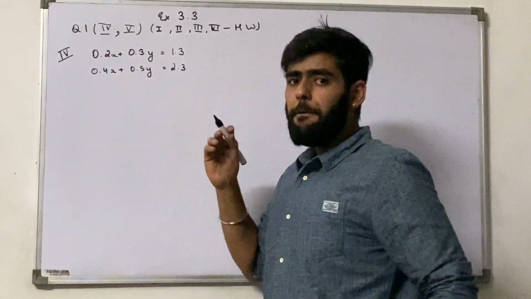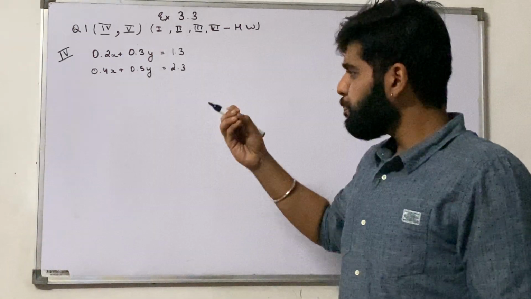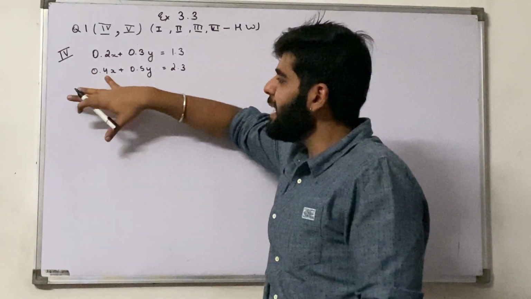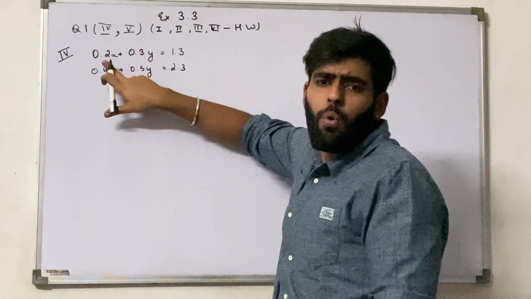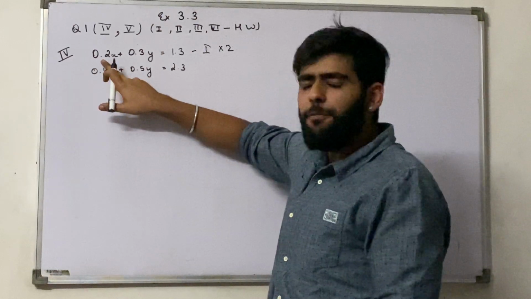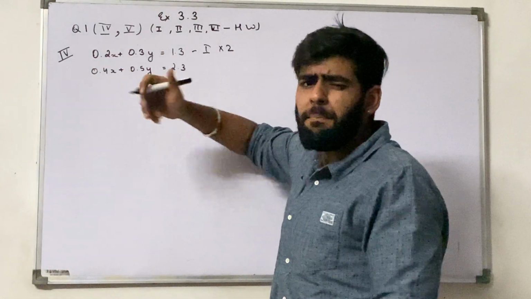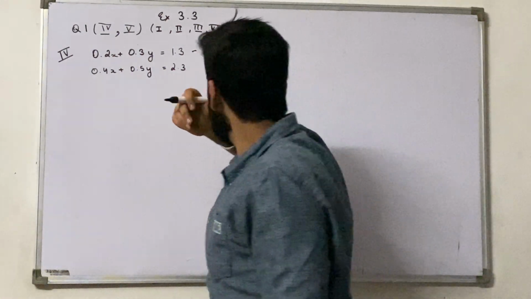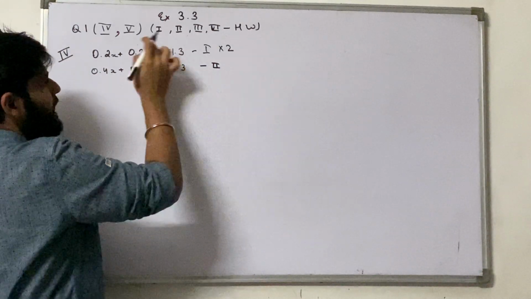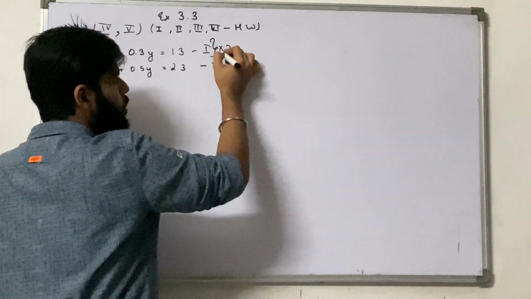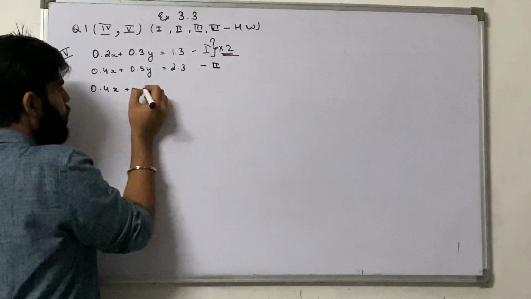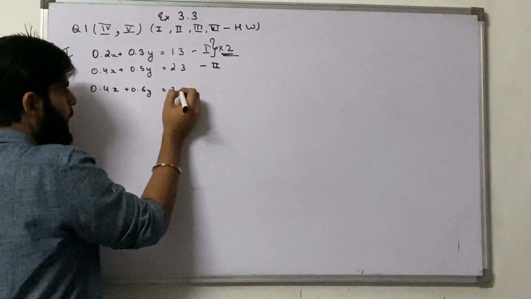First of all, we will always try to eliminate the one with which the calculation is easier. See, here we have 0.4x, here we have 0.2x. You know that if I multiply equation 1 with 2, I will get 0.4x over here. Multiplication with 2 is very simple. So, what will we do? This is our equation 2. We will write a note, multiply equation 1 with 2. When we multiply it by 2, this comes out to be 0.4x plus 0.6y is equal to 2.6.